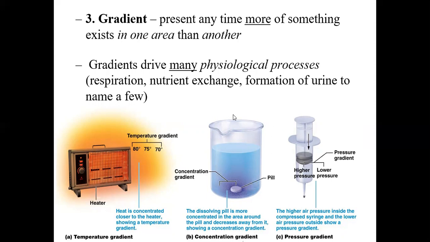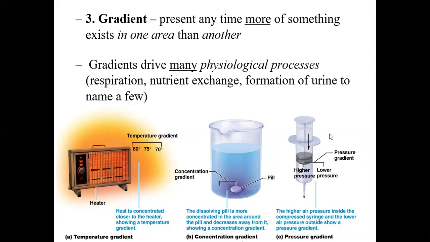And so in this little example, they've got a beaker of water maybe. They put some kind of pill or tablet in there to dissolve. And so right around this area, it's going to be higher concentration. But notice as you get further away from the pill, the concentration of the pill goes down. And so that's a concentration gradient.